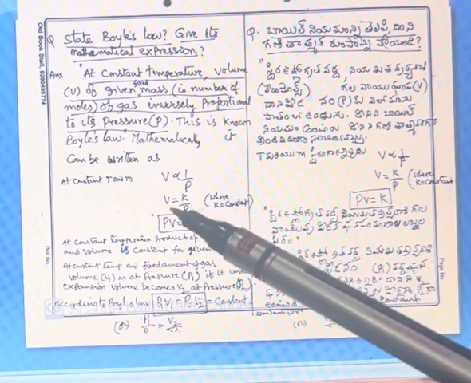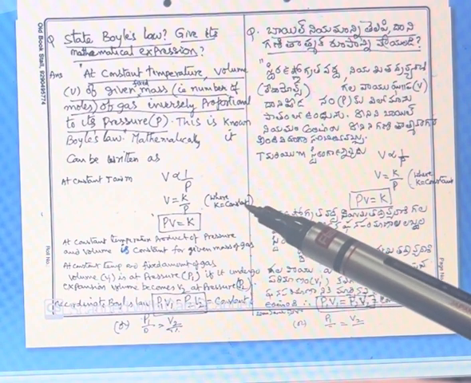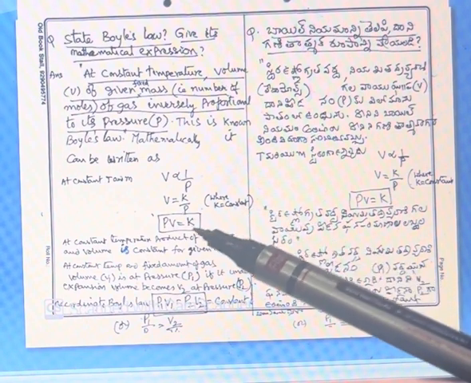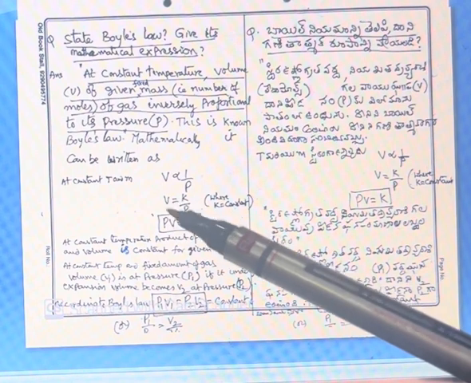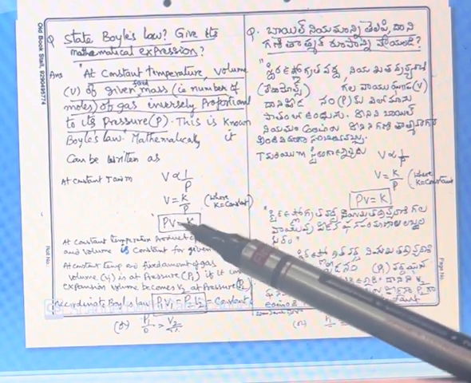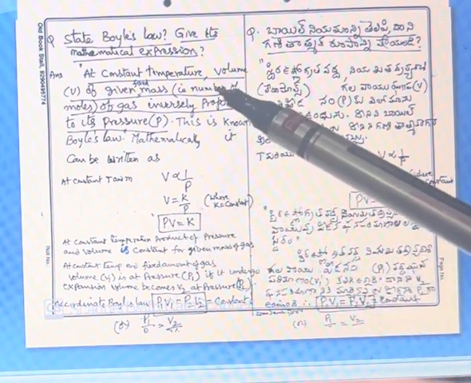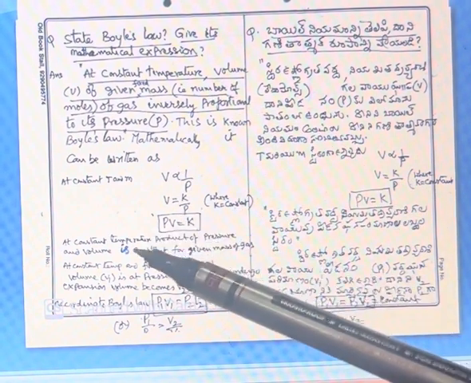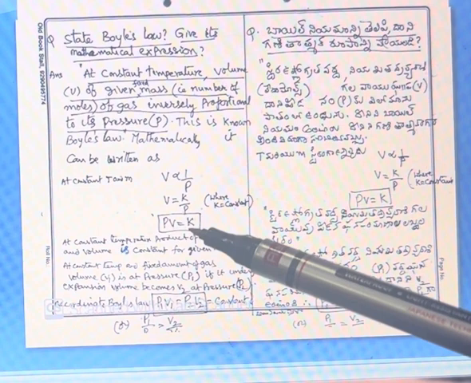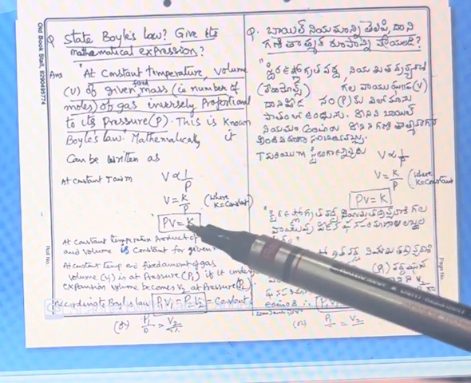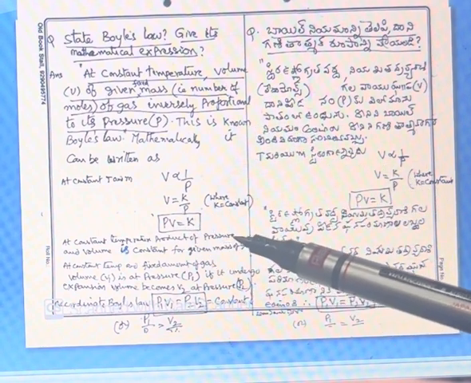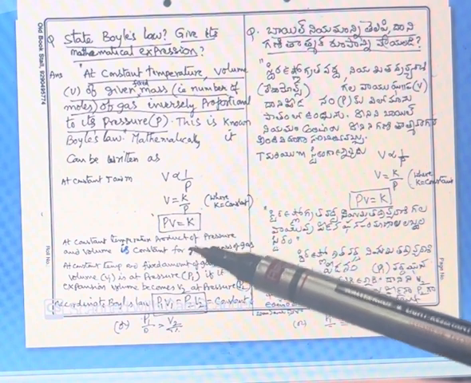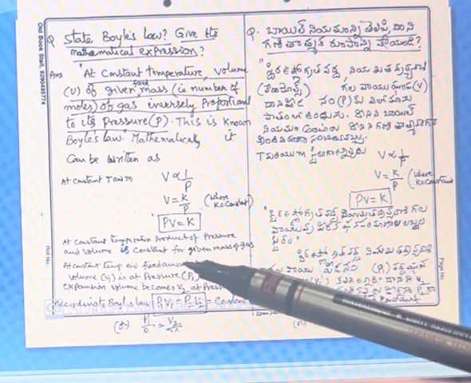V is equal to K by P, where K is the proportionality constant, that is Boyle's constant. So PV is equal to K. This definition can also be written this way: at constant temperature, for a given mass of a gas, the product of pressure and volume is constant.